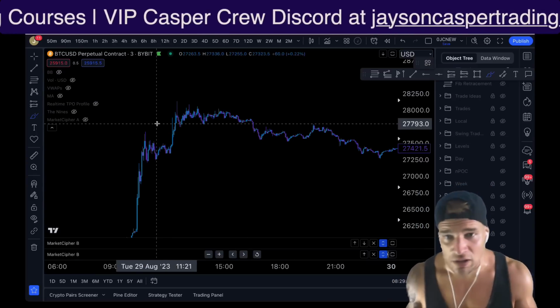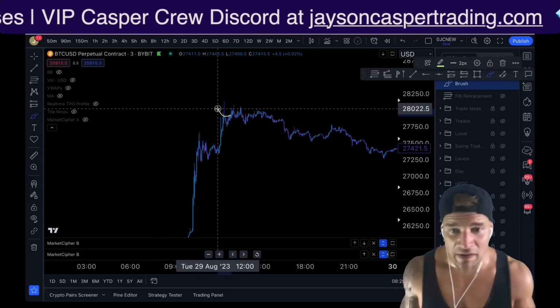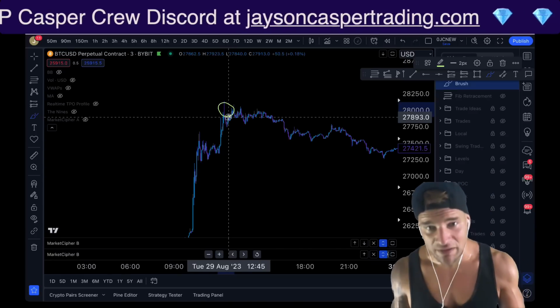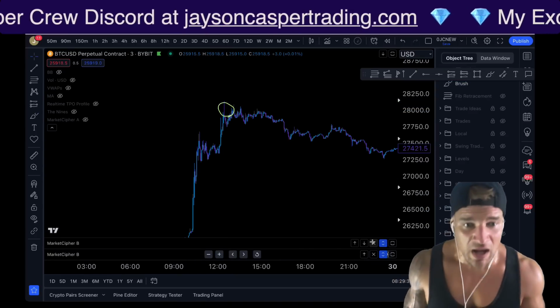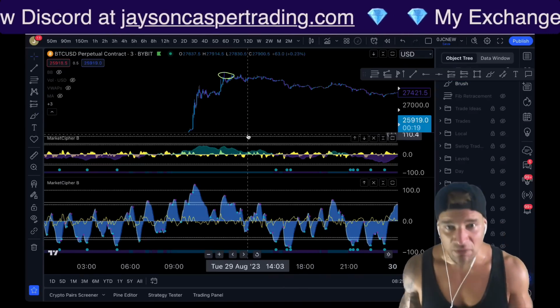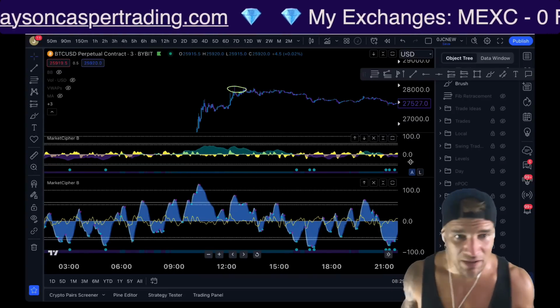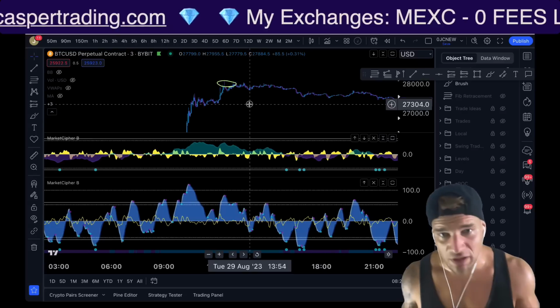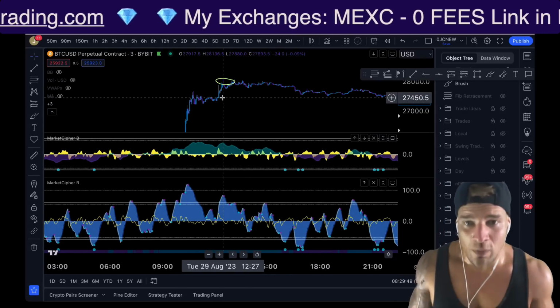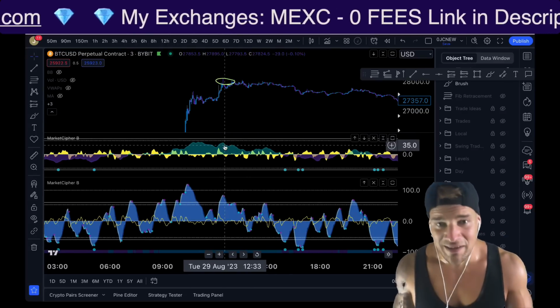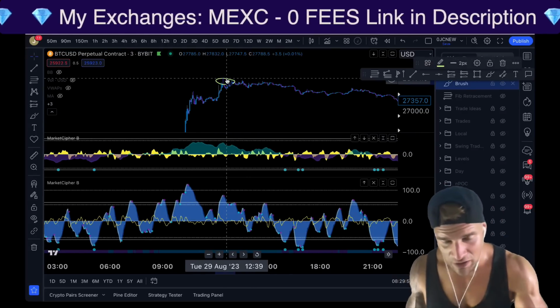So I want to start with the top of this move that Bitcoin got Tuesday, August 29th, 2023. If we go ahead and turn on our Market Cipher indicator, we can see that we actually don't get any kind of a signal to take a short according to this strategy until we actually come up to this exact high, right? This is very key.